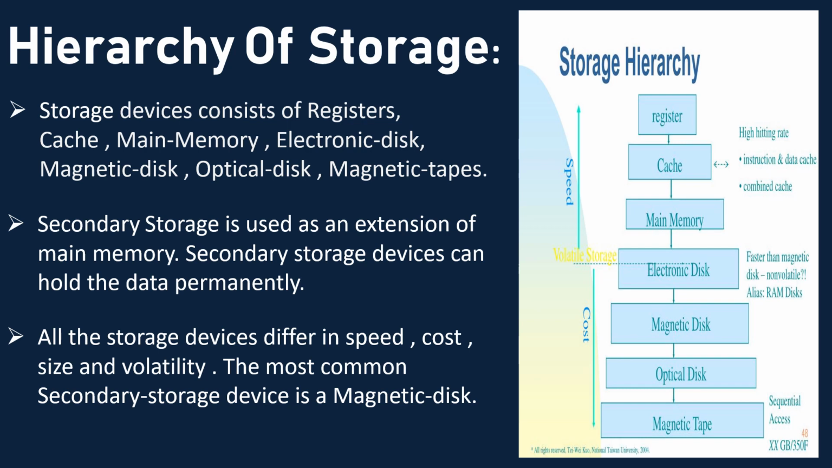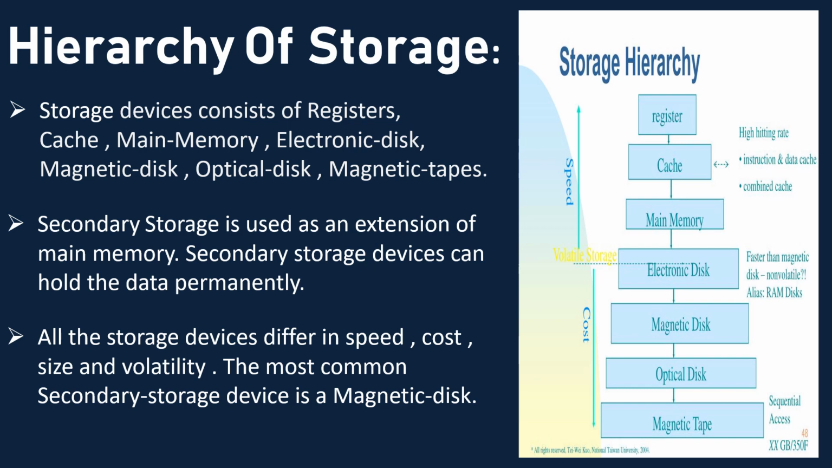Now coming to the hierarchy of storage. Storage devices consist of registers, cache, main memory, electronic disk, magnetic disk, optical disk, and magnetic tapes. Each storage system provides the basic system of storing a datum and of holding the datum until it is retrieved at a later time. All the storage devices differ in speed, cost, size, and volatility. The most common secondary storage device is a magnetic disk, which provides storage for both programs and data.